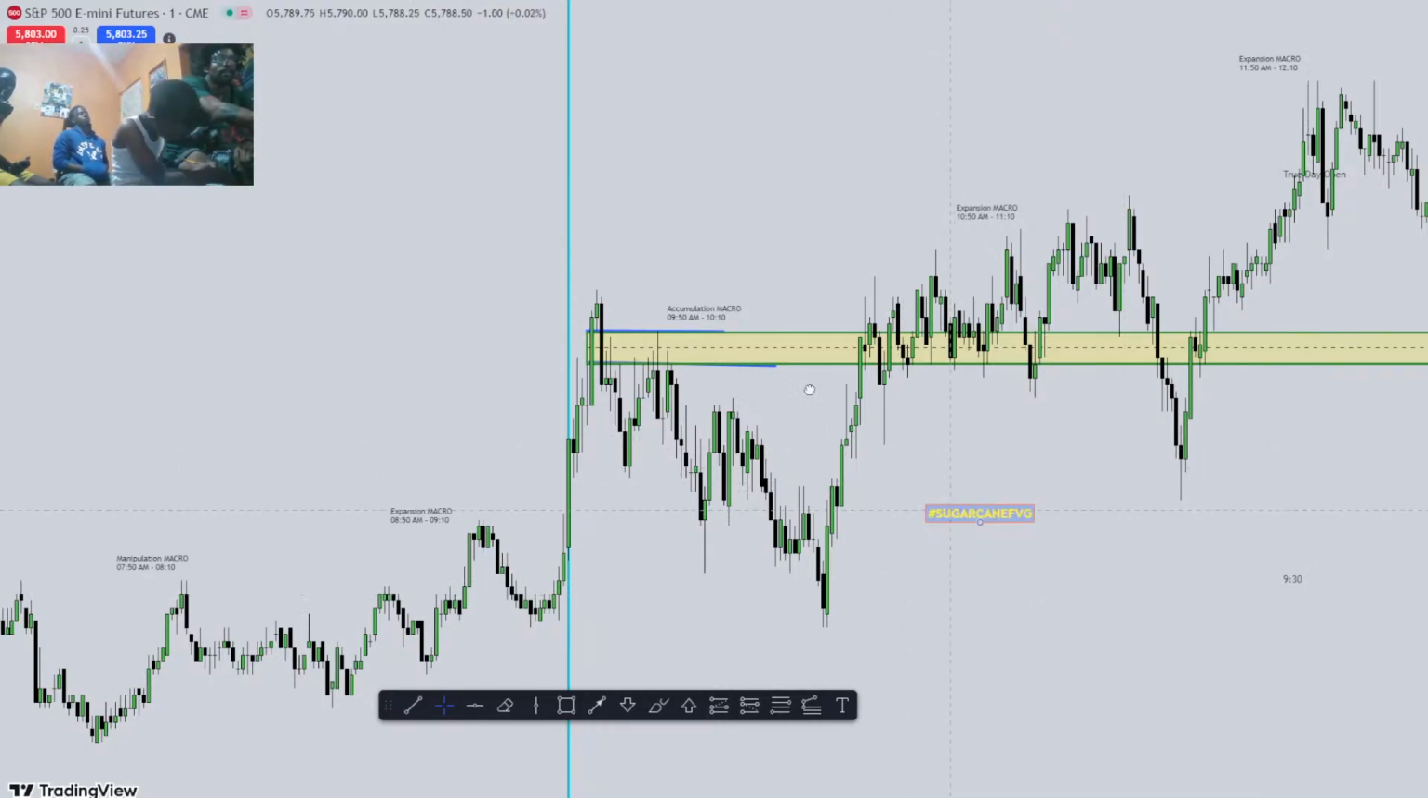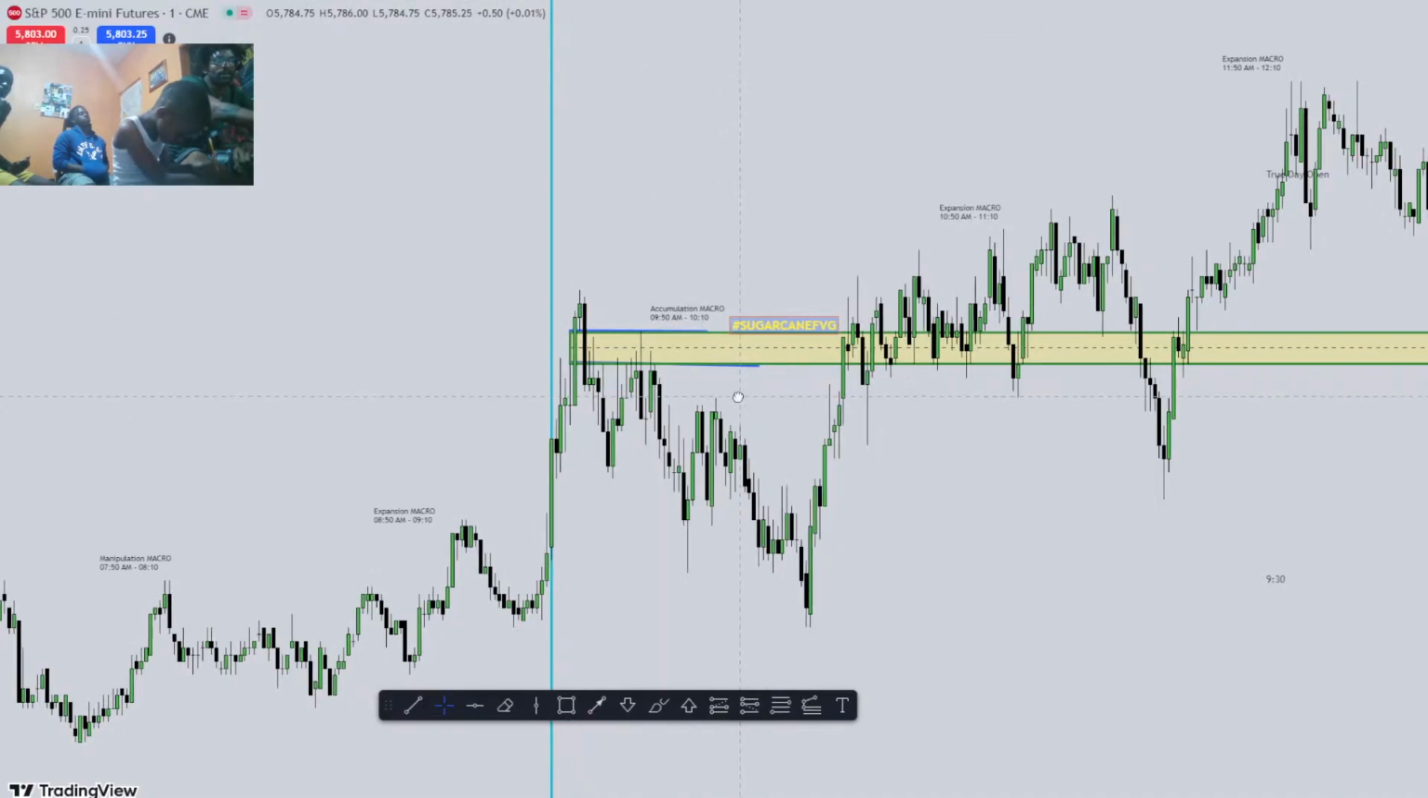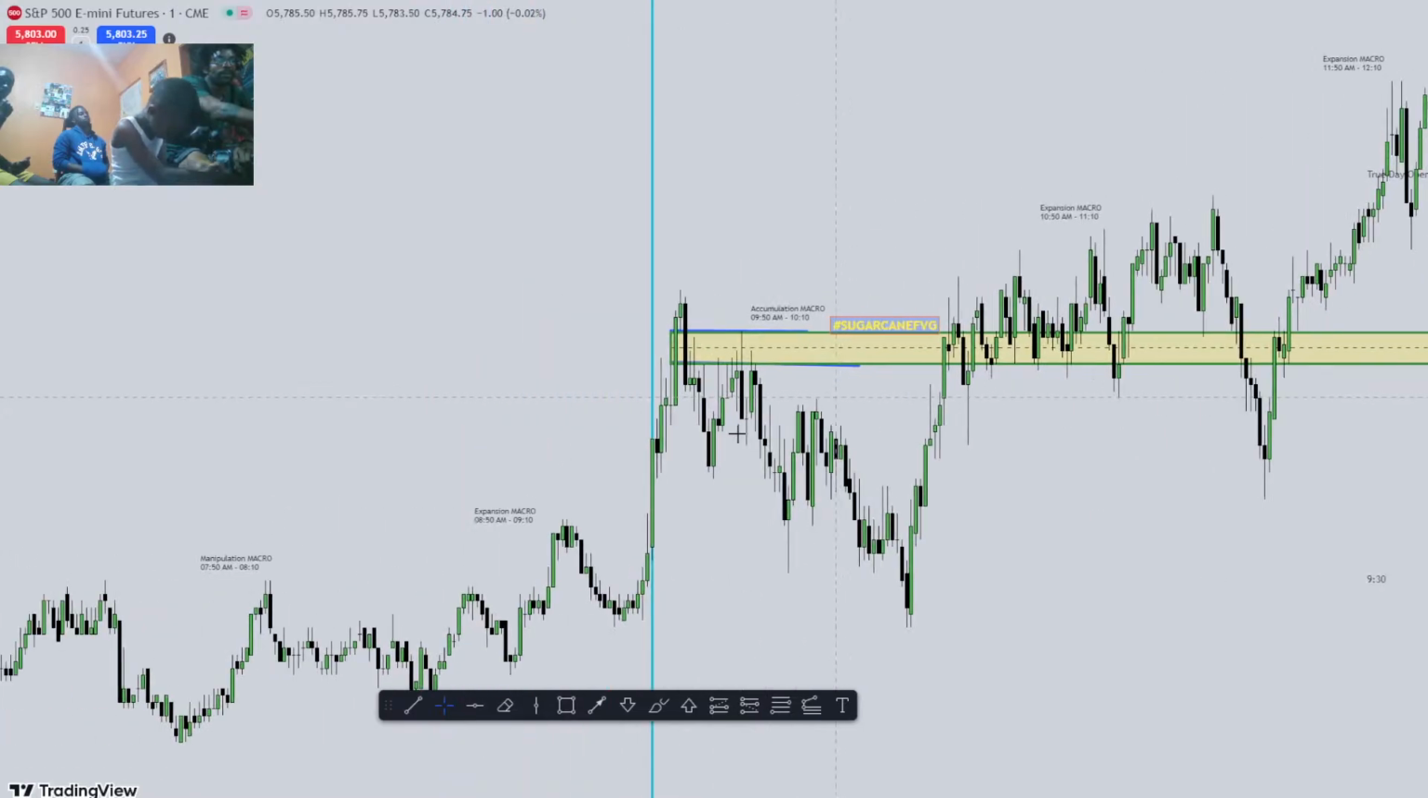Alright. See that? Then what are we waiting for? What's next, job? We got our line. We got our sugar cane. Right on align.